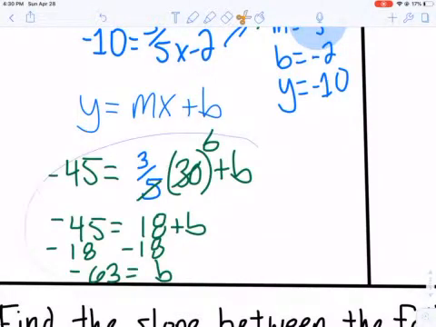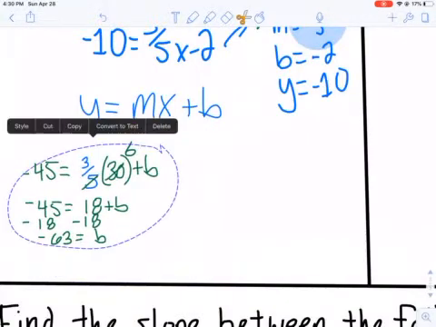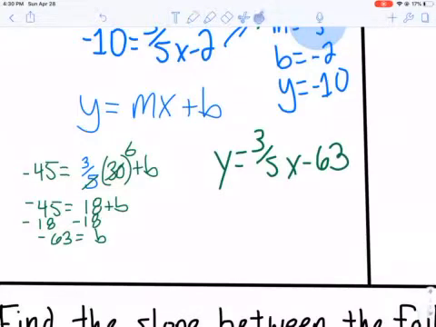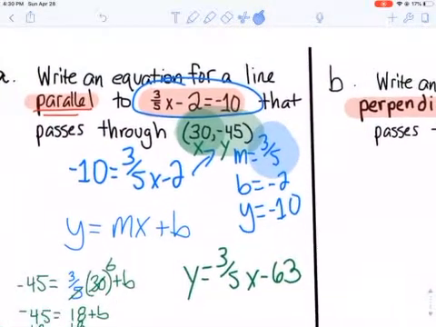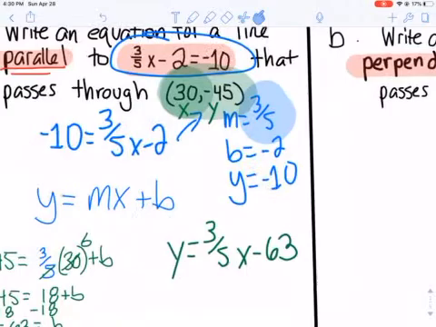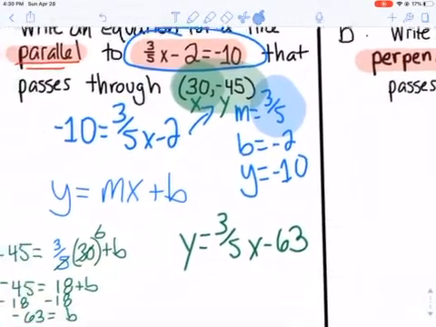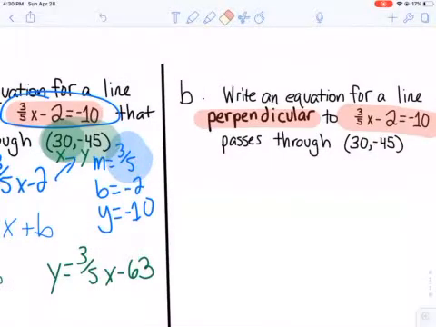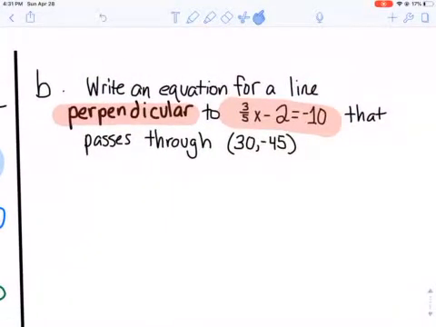A really large number. This is not a problem you would want to solve by graphing. So now to write it as a linear equation, I'm going to put 3/5. I'm going to pop in my slope. I'm going to pop in my y-intercept. And I've got that linear equation they're asking me for. I've got an equation that's parallel to 3/5 x minus 2 equals negative 10, and it also passes through our given point. I'm going to do the same thing essentially over here.